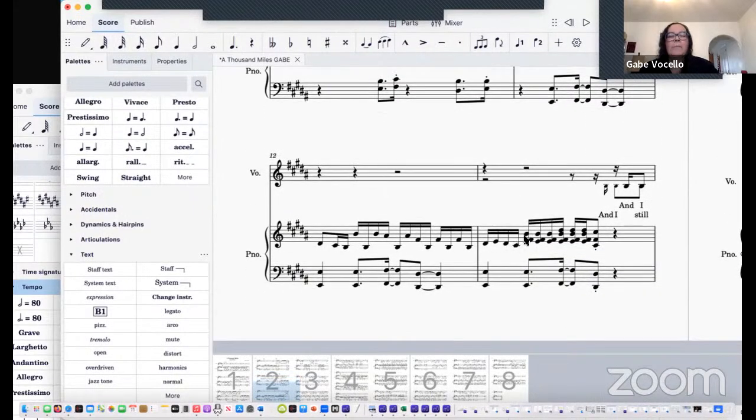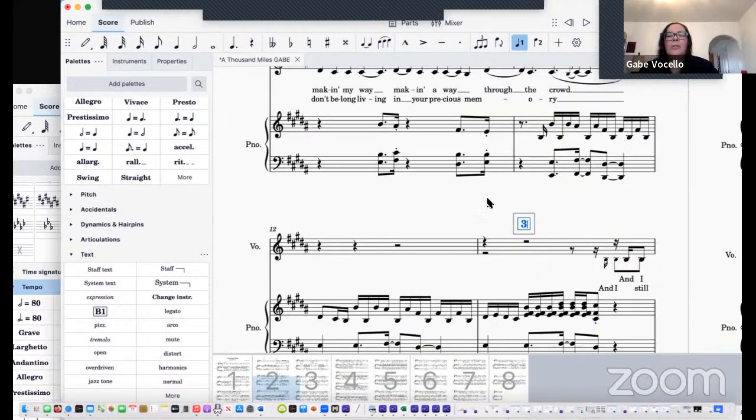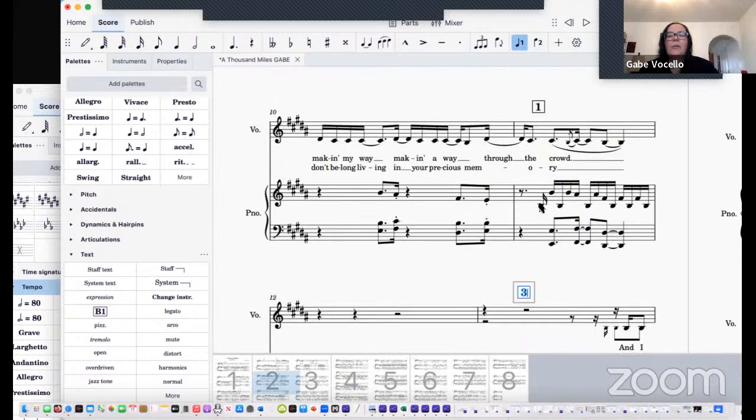Now this is 3. You swing, so ta ta ta ta ta ta ta. Let's listen from 1 and 2 here. 1 from this measure.